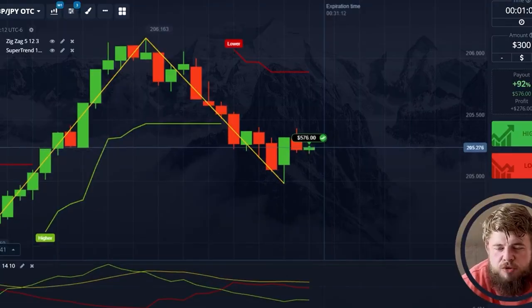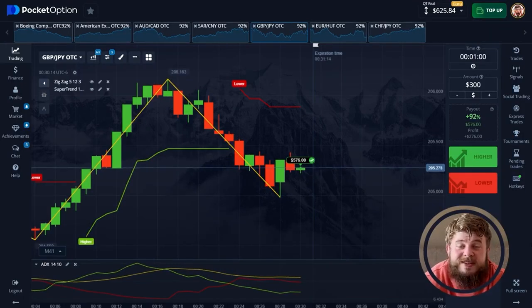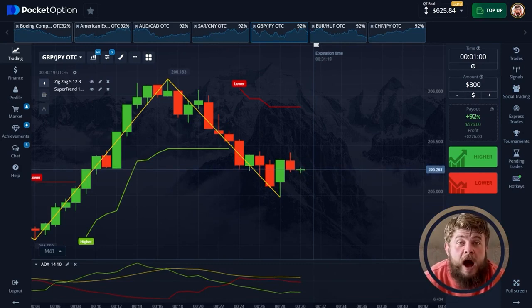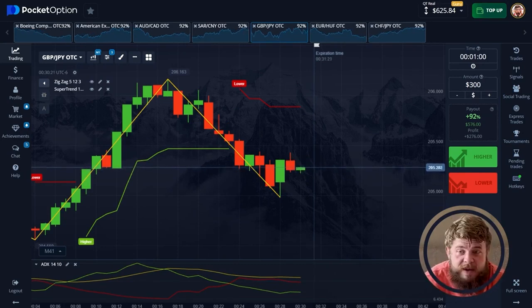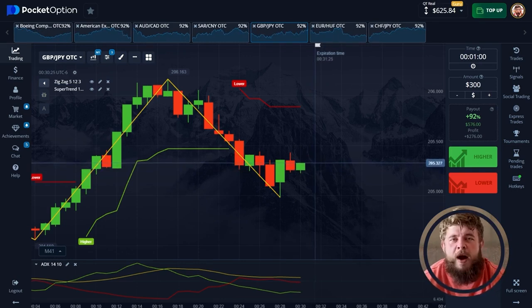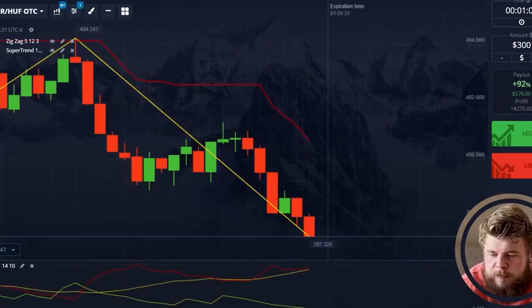Okay, guys, this trade is also profitable one, and we have 625 bucks on the account. This is amazing. This is really nice. I want to make some more cash, guys.